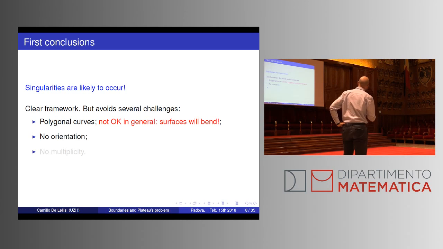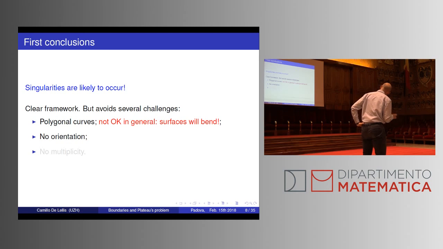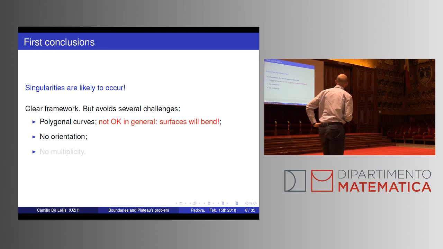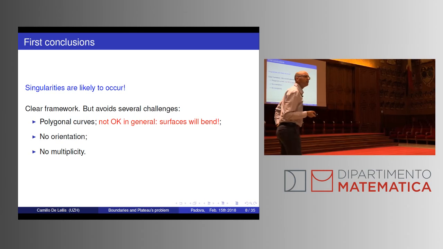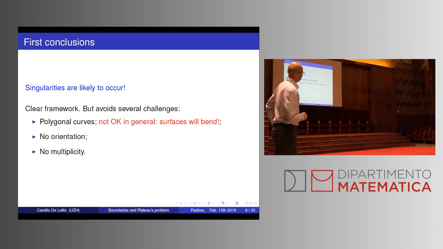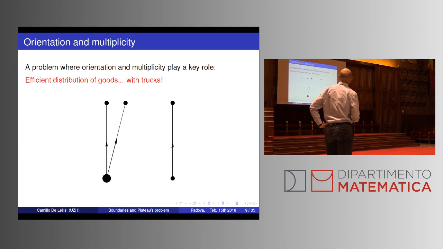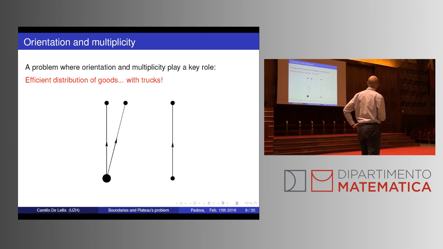But not only that, there are two points which are not faced by this framework, and it's the orientation problem and the multiplicity problem. This can be defined in a very precise way in mathematics, but let me give you a simple example. Let me twist the problem a little bit. Instead of building railways, you have the following situation.